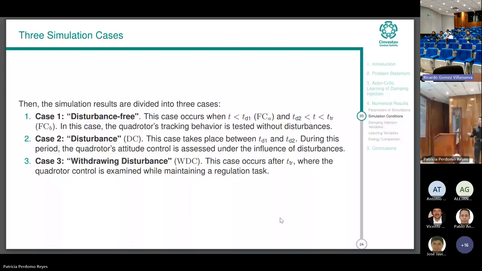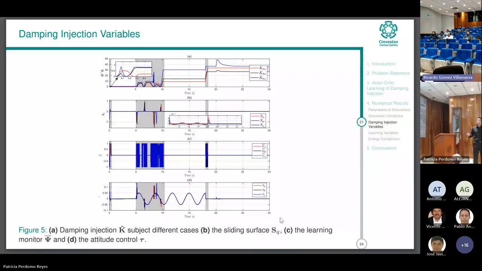Three simulated cases are presented. In the first, we only need to follow the desired trajectory. In case number two, disturbances are applied to the quadrotor. And finally, the disturbance is maintained and the regulation task is presented.